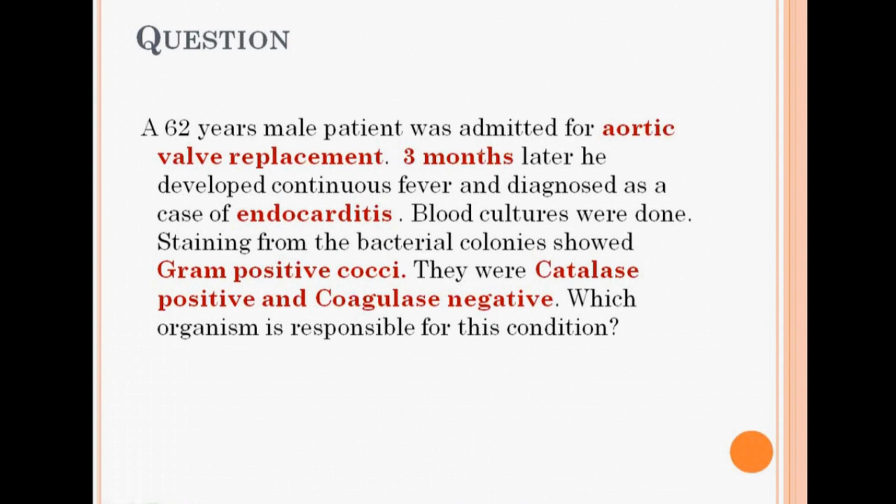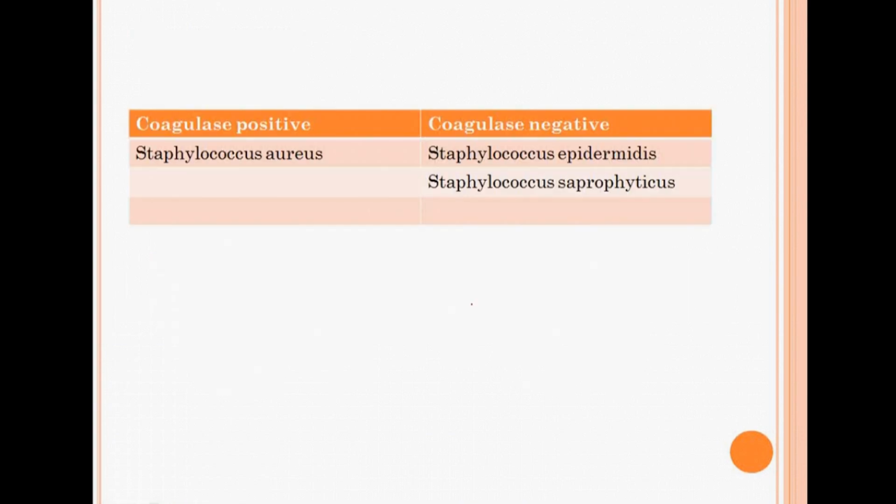So now we move to the next catching point in the question, that is the coagulase negative. We already have the catalase positive organisms, 2 options, that is the Staphylococcus aureus and the epidermidis, and we have to get a coagulase negative organism out of them. So the Staphylococcus aureus is coagulase positive and Staphylococcus epidermidis is coagulase negative. And another species of Staphylococcus, that is the Staphylococcus saprophyticus, is also an important pathogen.